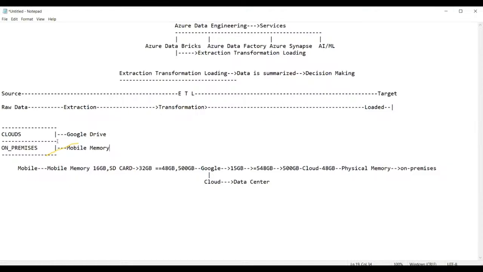So now, as individuals, we still want to move the data from physical memory to Google Drive memory. In the same way, many corporates are planning or are moving from physical data to cloud data. For that, many cloud providers have come out to provide the support. The following are the cloud providers we have.